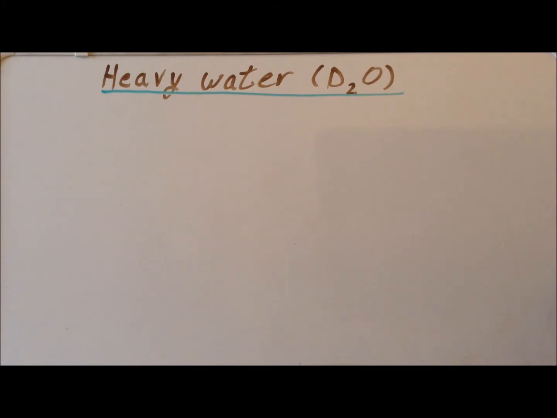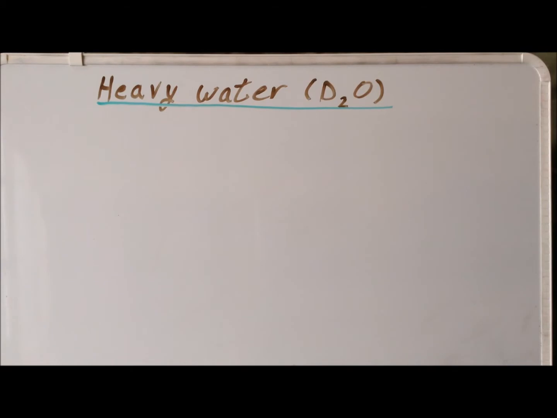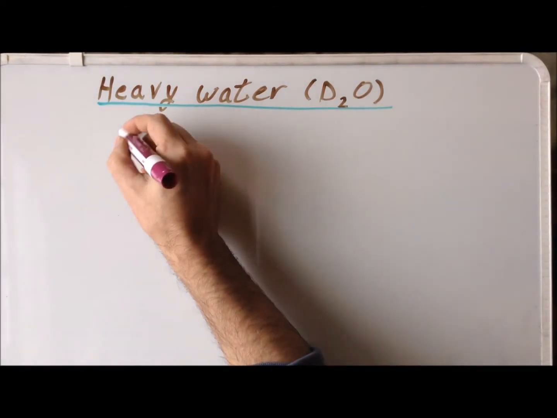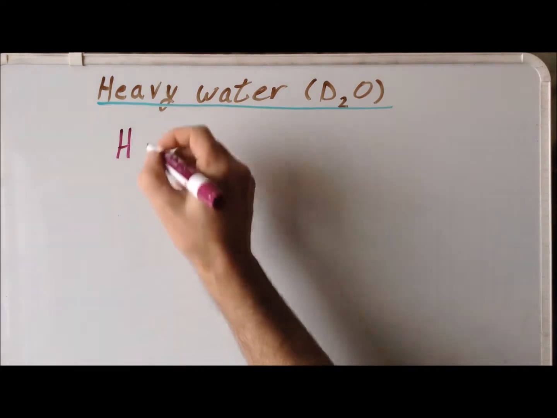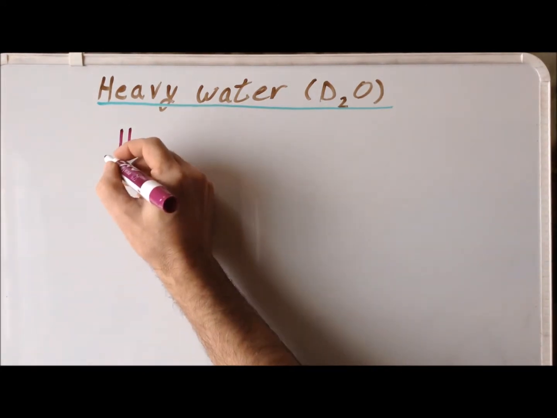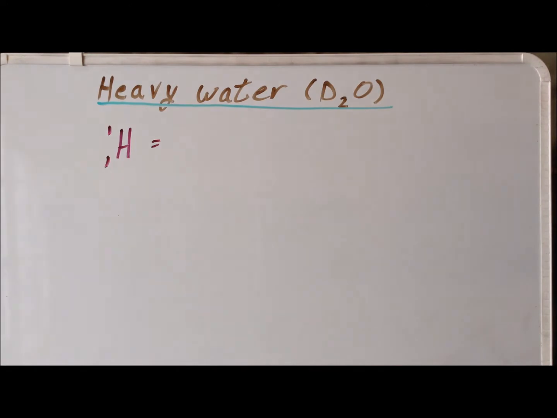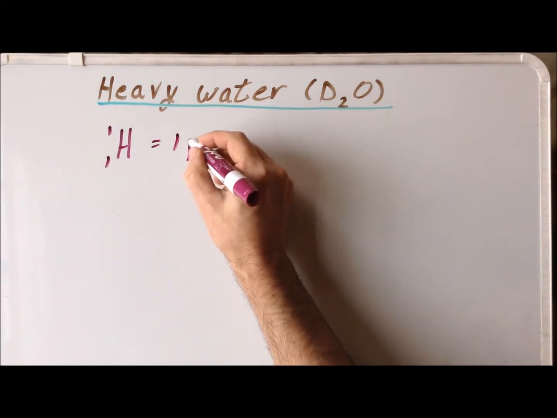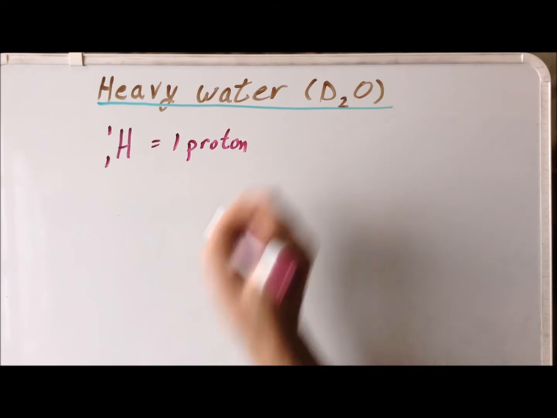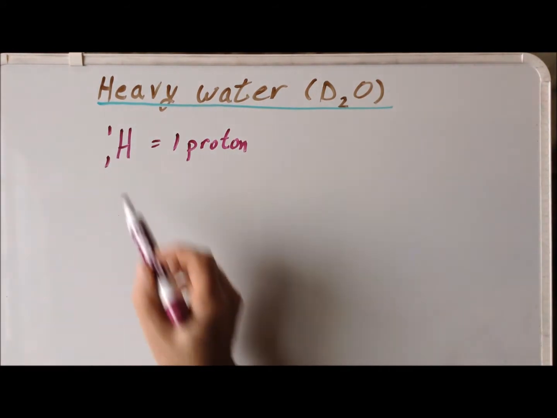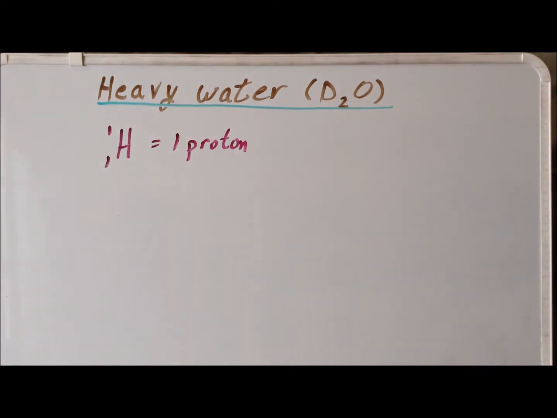Hello. In this video, we are going to discuss heavy water, D2O, and how we would have to adapt the pH scale to apply to it. We recall that there are three naturally occurring isotopes of hydrogen. By far the most common, we call ordinary hydrogen or hydrogen 1. And this simply has one proton. And since we count a proton as weighing 1, we say it has an atomic weight of 1 also.